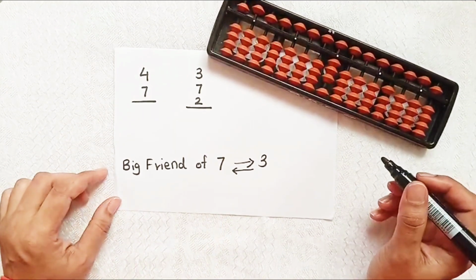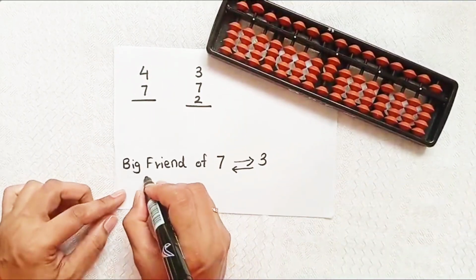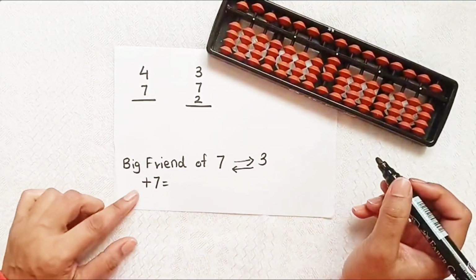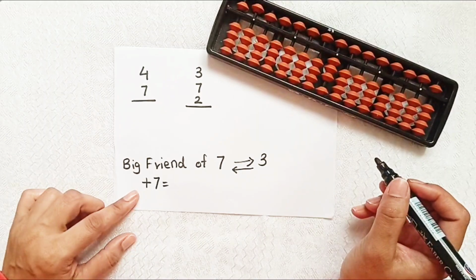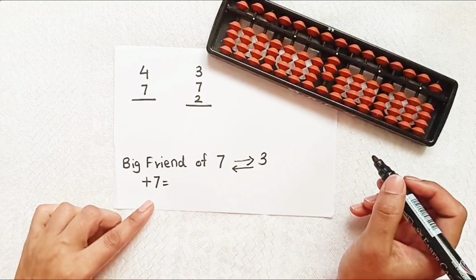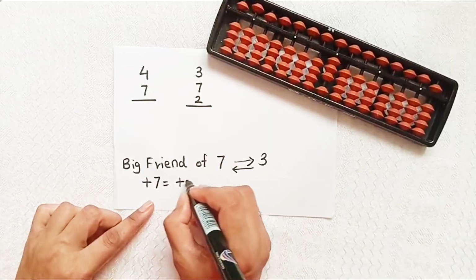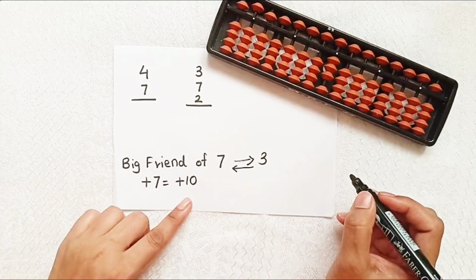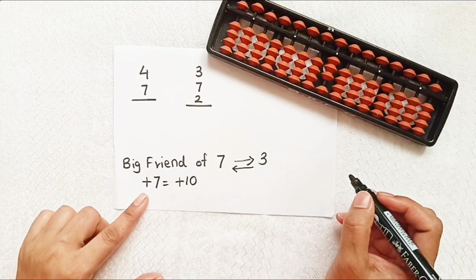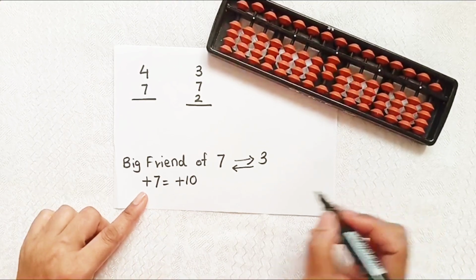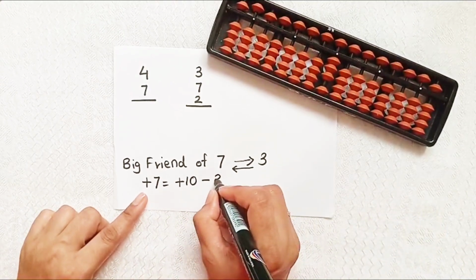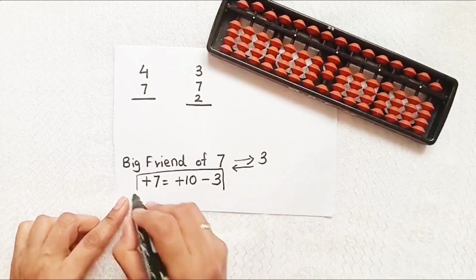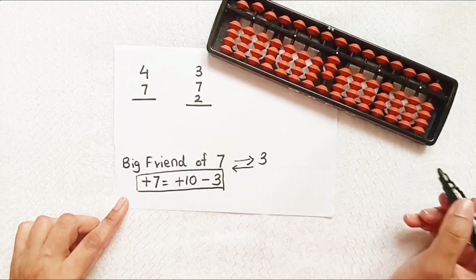Let us write the formula. To add 7, first I need to add the boss. Who is the boss? 10. So I add the 10 and I need to less the friend of 7. Who's the friend of 7? 3. So here I got the big friend addition formula of 7.